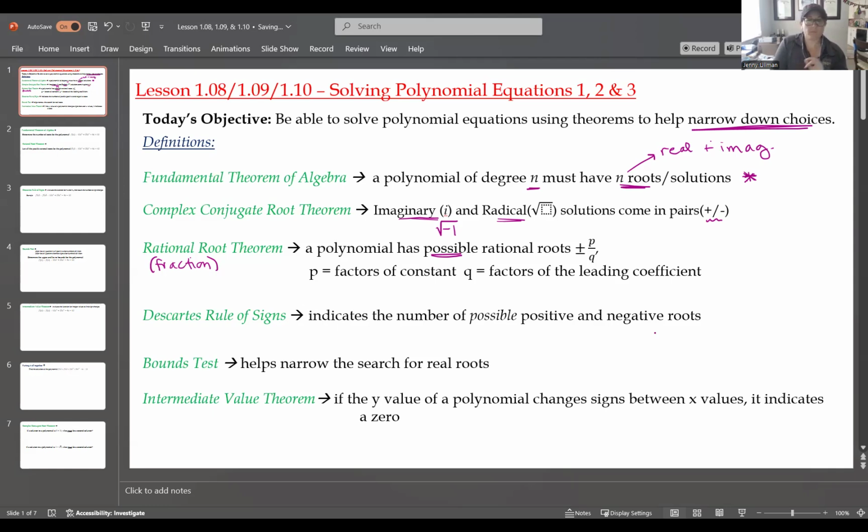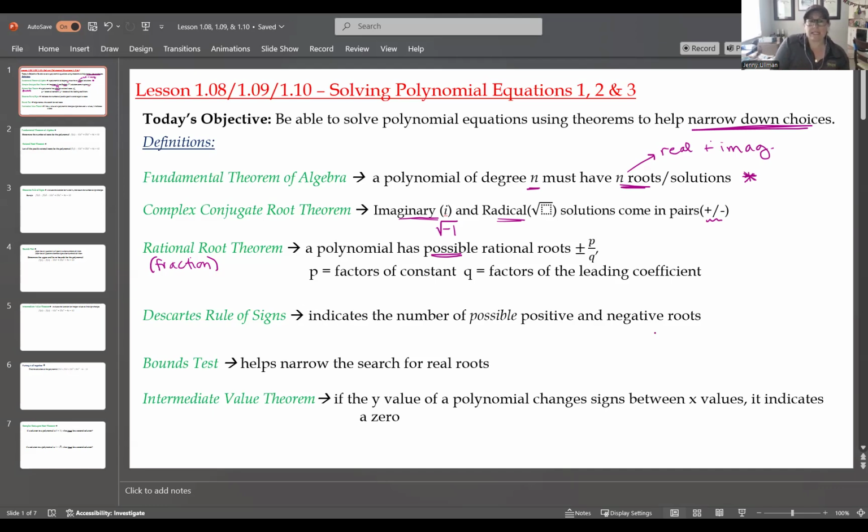Right? So it comes from this list of p over q, and we'll get more into that a little bit later. Okay. So the rational root theorem is just going to give us a list of possible answers. It's not going to give us the exact answers. It's just going to give us a list to start working from.